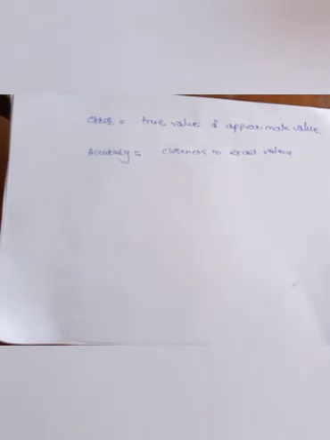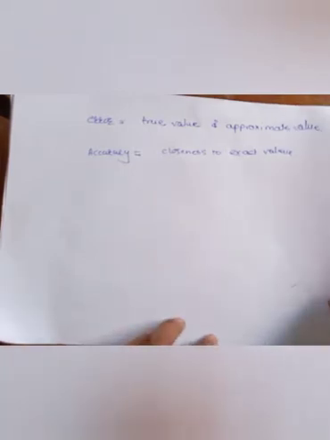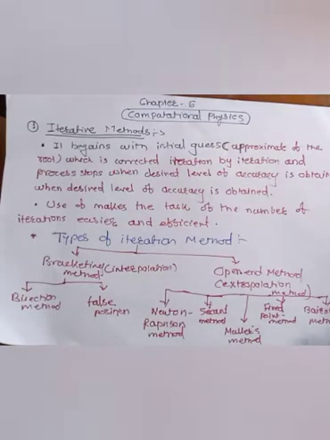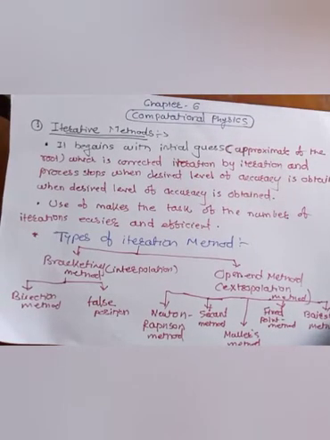So initially in this chapter there are some theoretical parts, that is what is meant by error, and types of error. I am not going to explain those parts here because you are familiar with this, and hence I am moving towards the next point, and that is iterative methods. So let us start with iterative methods. Okay, so iterative method means what?